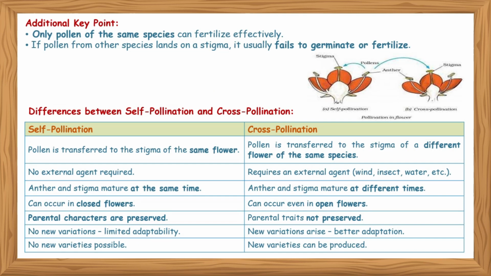Additional key points: only pollen of the same species can fertilize effectively. If pollen from other species lands on a stigma, it usually fails to germinate or fertilize. There are the differences between self pollination and cross pollination. You can go through the differences.